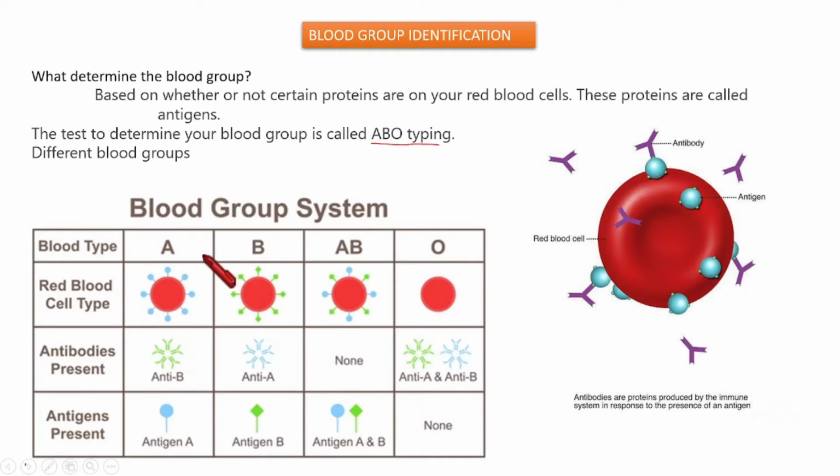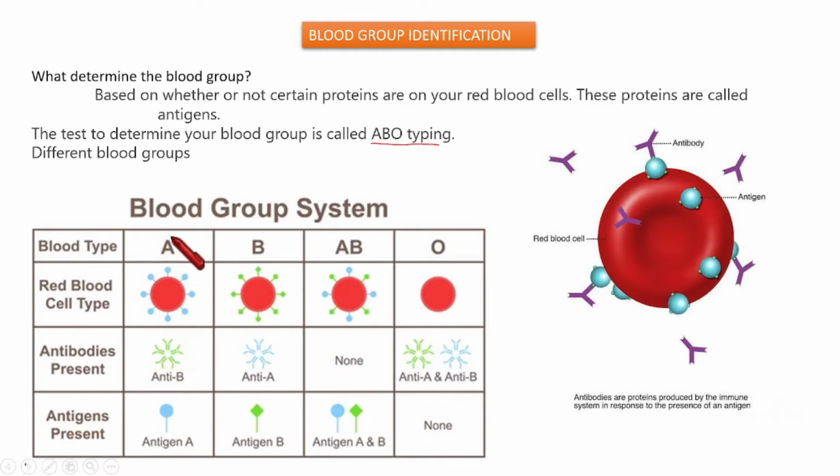Then let's have a look through the different blood groups. How many blood groups are there? A group is there, B group is there, AB group is there, and O group is there. How do they differ? What are the antigens and antibodies present in all these blood groups? Let's have a glance through that.